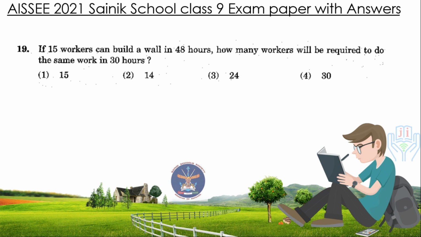If 15 workers can build a wall in 48 hours, how many workers will be required to do the same work in 30 hours? Answer 24. 24 workers.